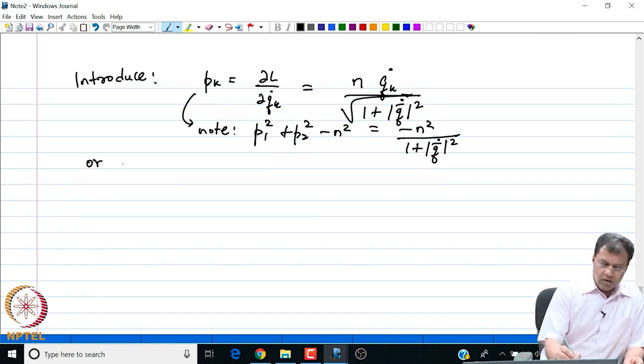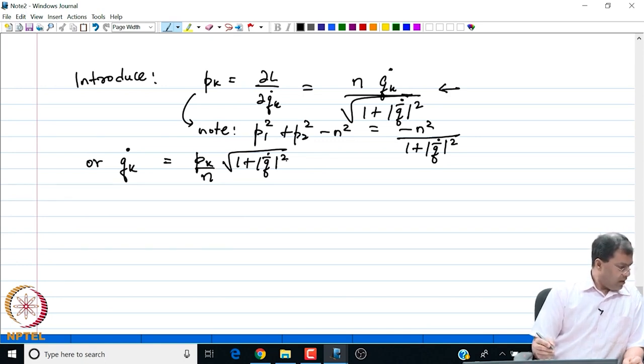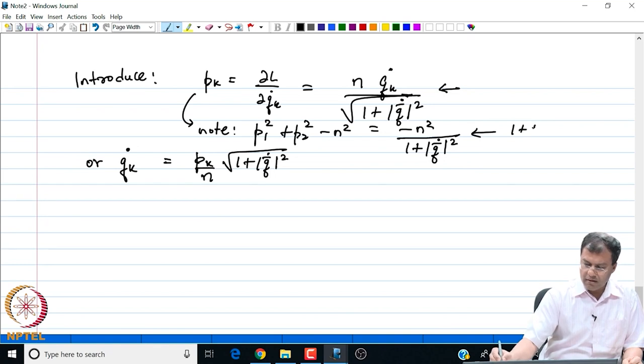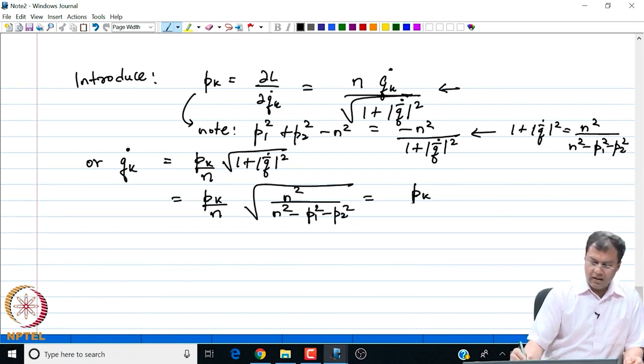Okay. Or my function Q K dot can be derived from this relation. My Q K dot is P K by n times square root of 1 plus Q bar dot square, right? Okay. And from here I can always see that 1 plus mod Q bar dot square is n square divided by n square minus P 1 square minus P 2 square. So from here I see that this is also equal to P K by n times square root of n square by n square minus P 1 square minus P 2 square. I see that this is also equal to P K by square root of n square minus P 1 square minus P 2 square. Okay.